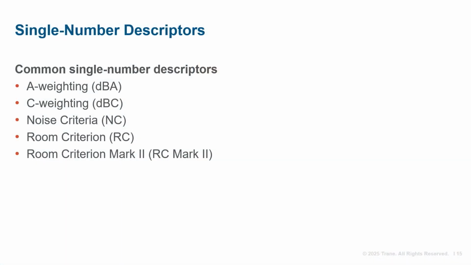To simplify communicating sound, we often use single number descriptors rather than octave bands. Examples include A weighting, C weighting, noise criteria, and room criterion.